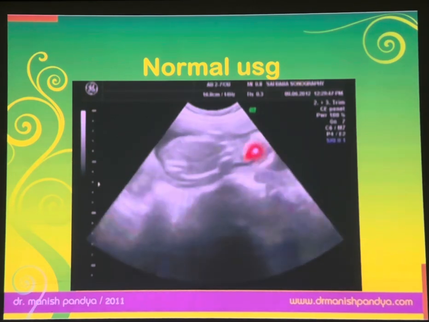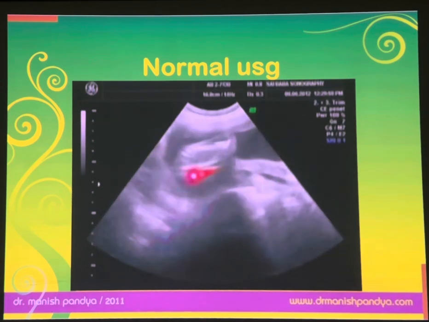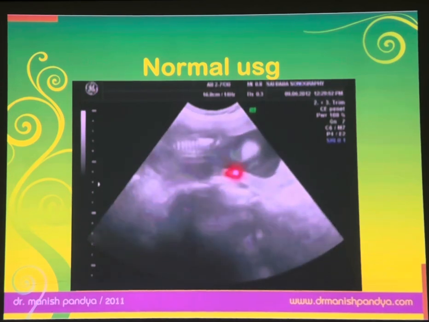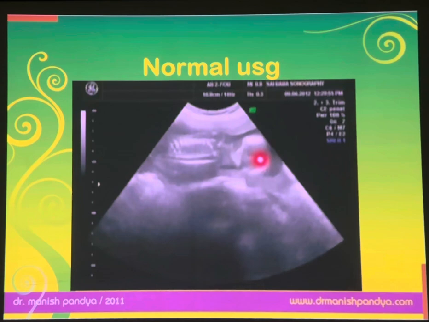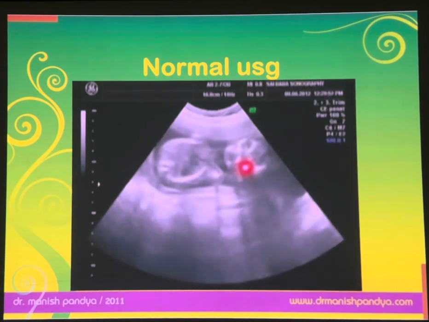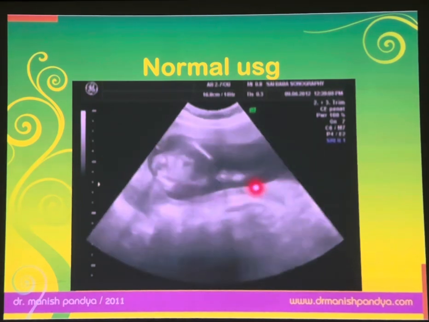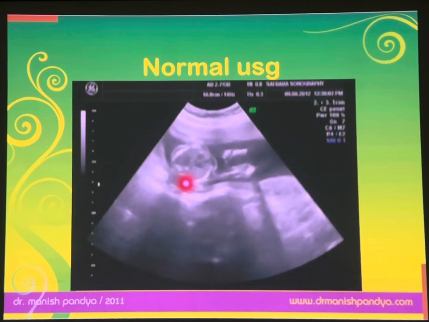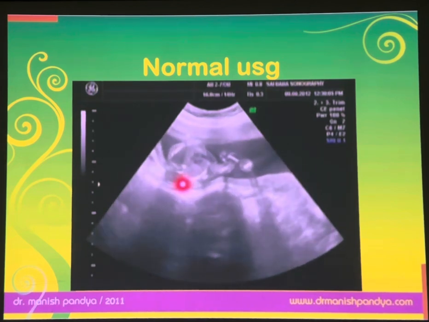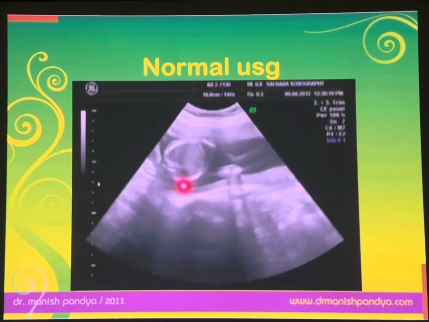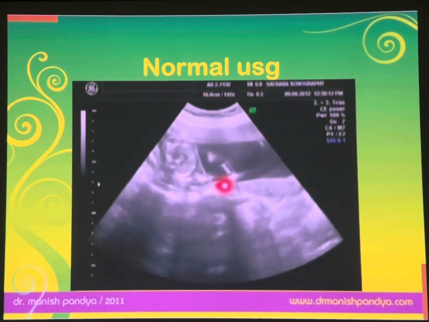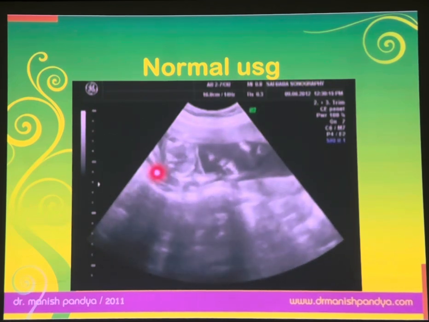Just see the things which come to you. Okay, this is the spine. I am always going stepwise. The arrow always points towards the spine. Okay, you can see 3 dots, 2 lamina and 1 body. Here I am looking at the spine. I am not looking at the heart. I am just looking at the spine. Then the spine goes right up to the sacrum.